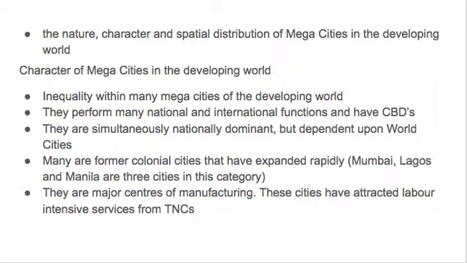So let's have a look at the character of megacities in the developing world. We've looked at the nature of them, what are they? We looked a little bit at spatial distribution, we'll come back to that shortly. But what characterizes megacities? One thing I've said is that a megacity in the developing world is a feast for the senses. Visually, it's overwhelming. You've got all sorts of colours, you've got moving vehicles, you've got movement, you've got busyness. It's a feast for the ears, busy, it's noisy.